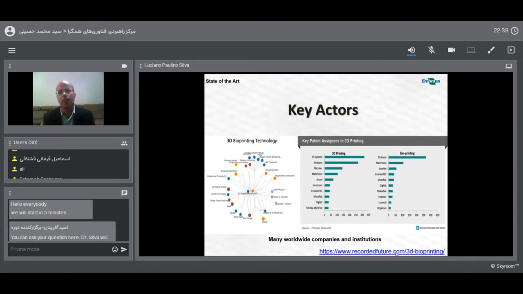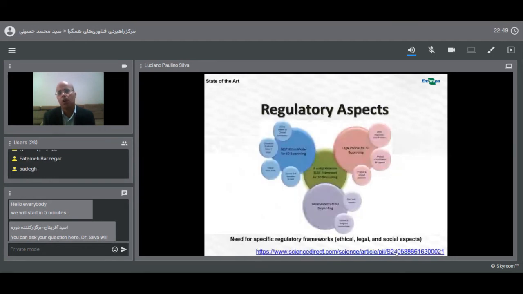It is very interesting that the 3D bioprinting key authors are not directly related to the key authors of 3D printing only. And also there are a lot of discussions related to some regulatory aspects, because we need specific regulatory frameworks related to ethical, legal, and social aspects of this field.